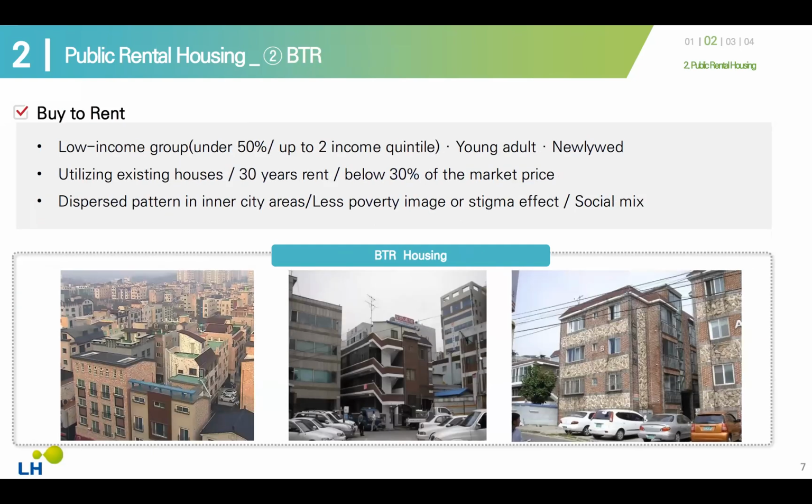The next type is buy to rent. This public rental housing type is also targeting the low-income group, including young adults and newlyweds. The characteristic of this housing type is using existing houses. That is, buying existing housing and then renting it at a very low price level. Another characteristic is that this housing type shows a dispersed pattern in inner city areas.